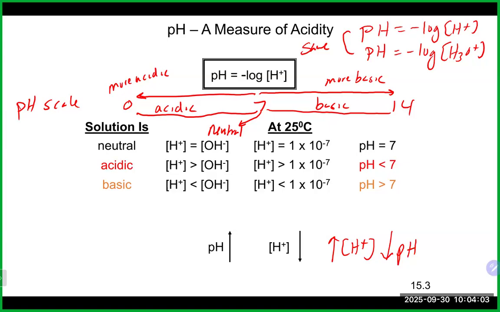And that is really the relationship we talked about last time, which is as the H plus concentration goes up, the OH minus concentration goes down, and vice versa. As the H plus concentration goes down, the OH minus concentration goes up. So they run opposites of each other. So when you have a lot of H plus in the solution, you have very little OH minus.